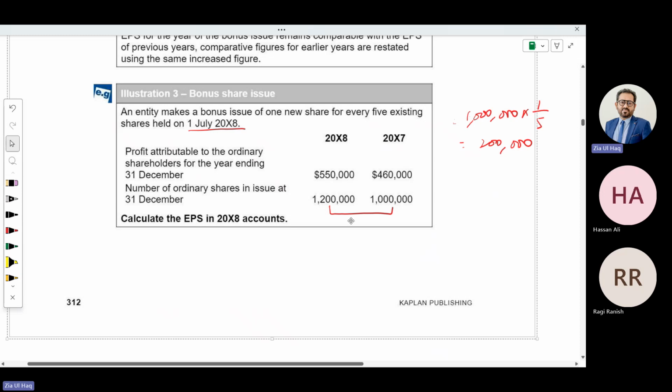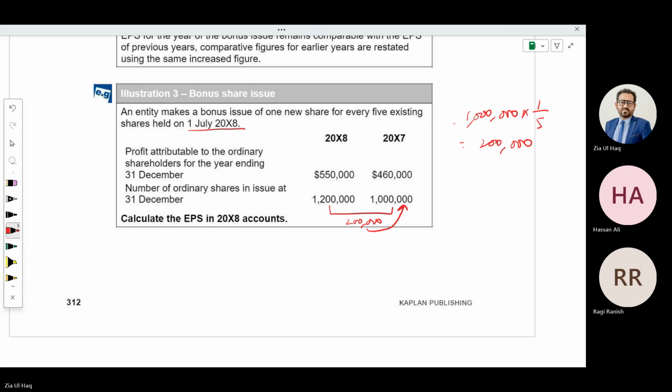How many new shares has the company issued as a bonus? 200,000. In a bonus we will not proportionate, we will not say these were issued from 1st July, so we need a weighted average. No, we will consider this bonus share issued at the start of the year. But the start of the year of 20x8, 1st January, means 31st December of 20x7. We will not proportionate in case of bonus.